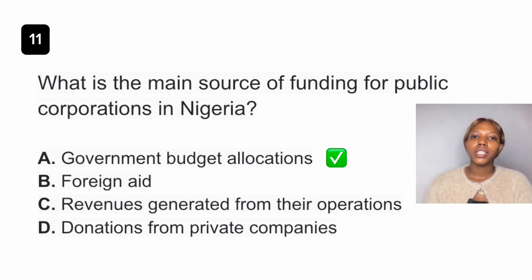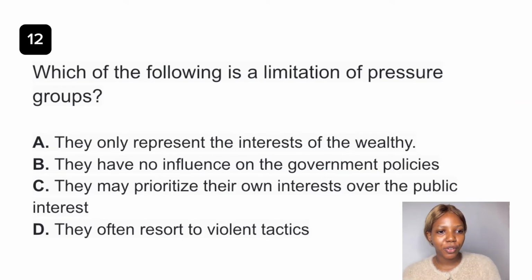Okay, so the main source of funding for public corporations is the annual budget allocation to meet their running costs, but they can still perform without it. But the main source, according to the question, so the best answer to this question is option A, government budget allocation. Question 12. Which of the following is a limitation of pressure groups?